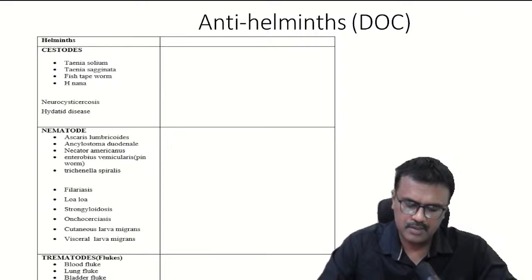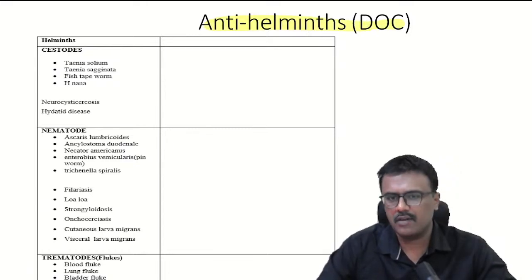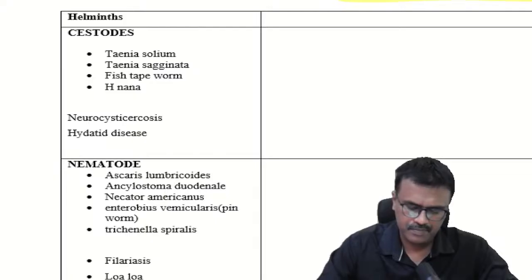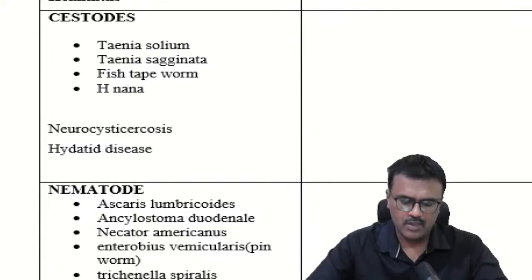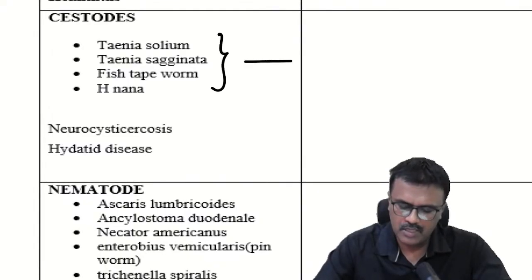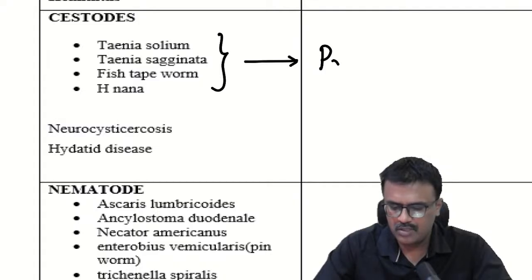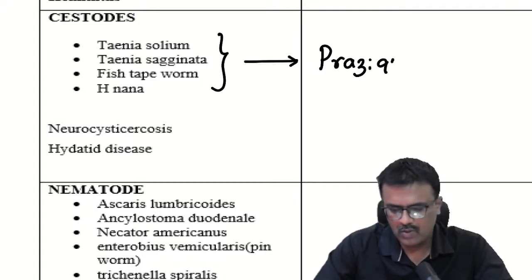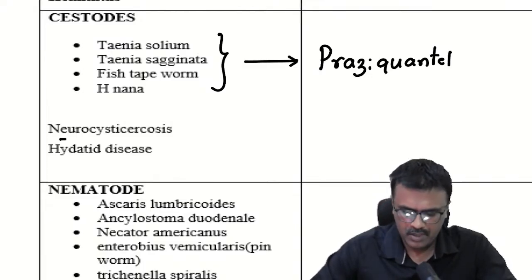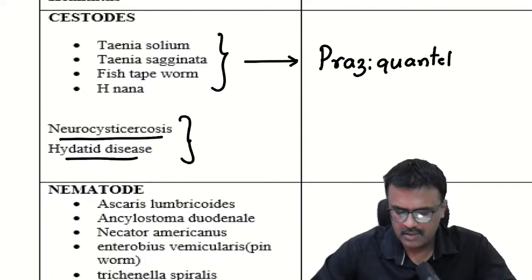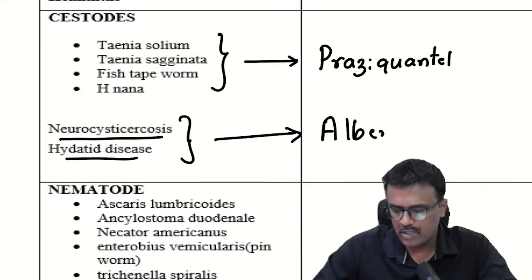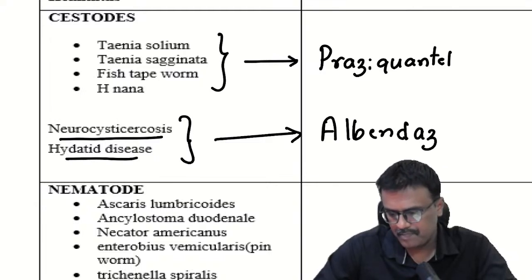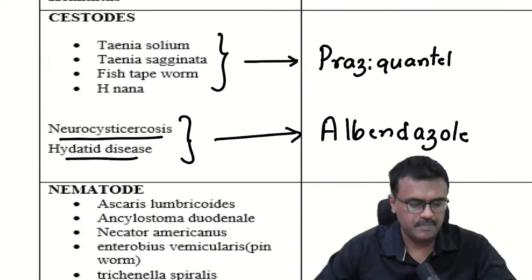Coming to anti-helminths. Again they will ask you the drug of choice. Read with your micro. Helminths are of three types: cestodes, nematodes, trematodes. For all these tapeworms, Taenia solium, Taenia saginata, the drug of choice is praziquantel. Now, if there is neurocysticercosis and hydatid cyst or disease, albendazole is preferred.